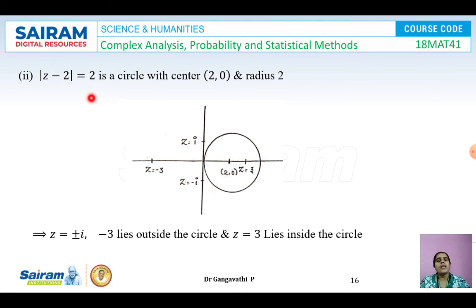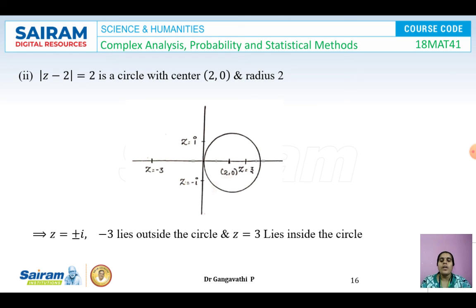So the second part of the curve is mod z minus 2 is equal to 2, a circle. This is the given curve. This means that mod z equal to 2 is a circle with center at origin, radius 2. But here the center is shifted. It is no more the origin. So center will be at (2, 0) and radius is equal to 2. So this is how the curve looks. And z equal to plus i and z equal to minus i lie outside. z equal to minus 3 also lies outside, whereas z equal to plus 3 lies inside.